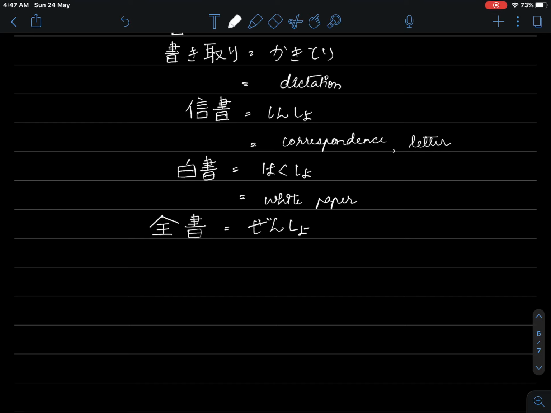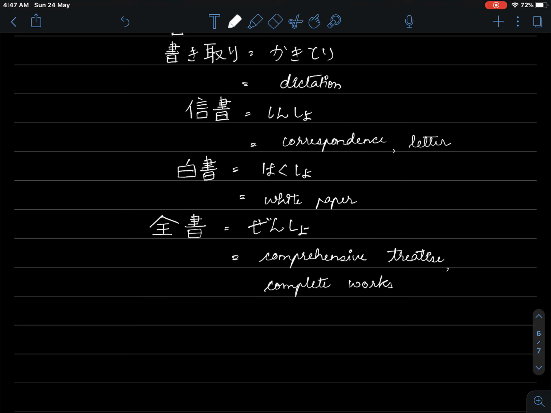Zensho, and this means comprehensive treatise or complete works. Okay, for example, the complete works of Rabindranath Tagore, a book with everything that he's ever written. So yeah, Zensho.